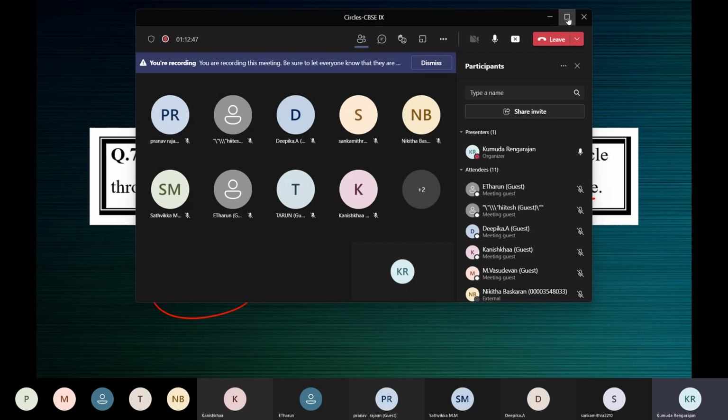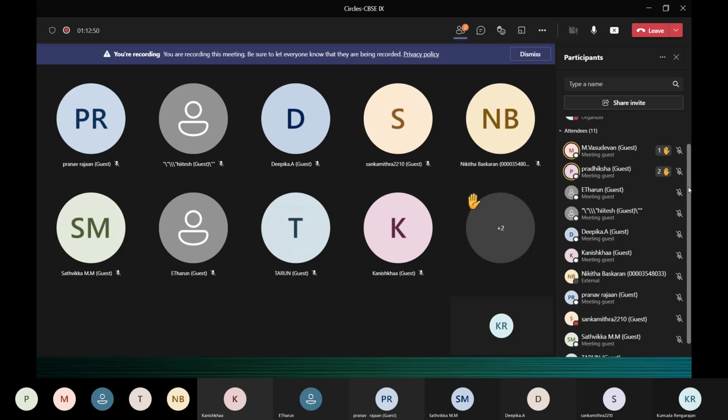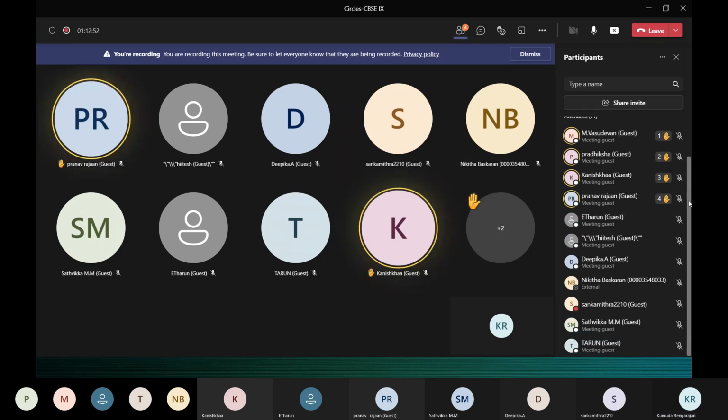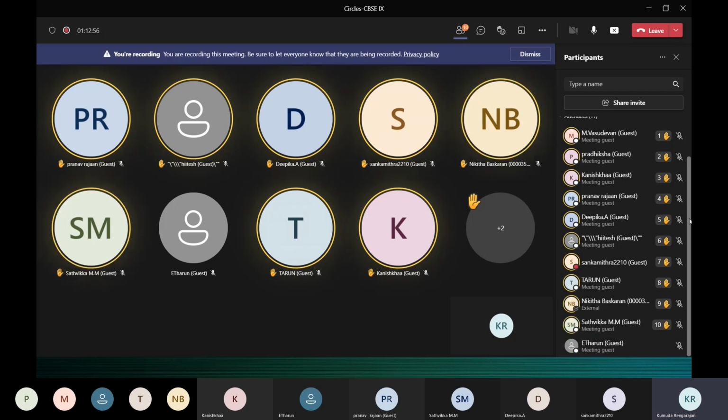Class, use the emoji, raise your hand. So I'm audible. Vasudevan, Pratiksha, Kanishka, Pranav, Deepika, Hitesh, Sangamitra, Tarun, Nikita, Satvika, and Tarun again. Okay, not Tarun again, Tarun. Okay.